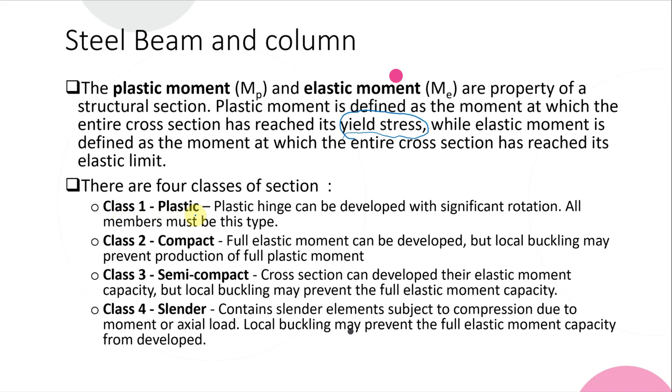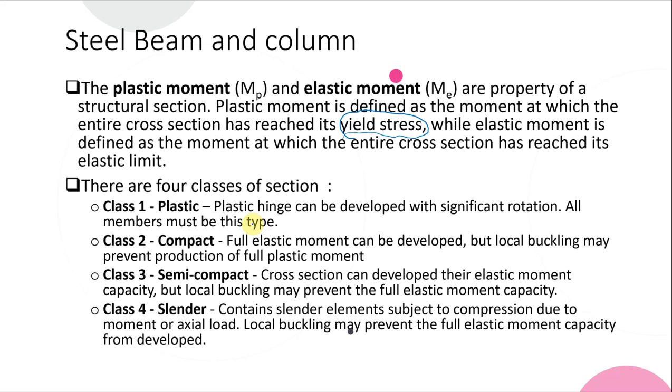Okay, so here first is class 1 plastic. Okay, when you design maksudnya the section is plastic. Okay, maksudnya section yang you guna tu adalah section yang plastik. Okay, plastic hinge can be developed with significant rotation. Okay, apa maksud plastic hinge ni? Deformation of part of beam whenever plastic bending happens.